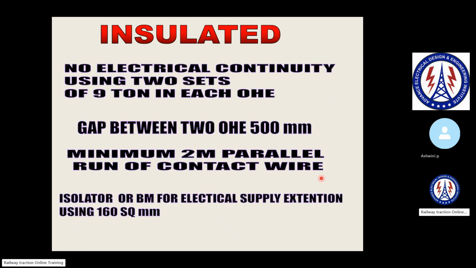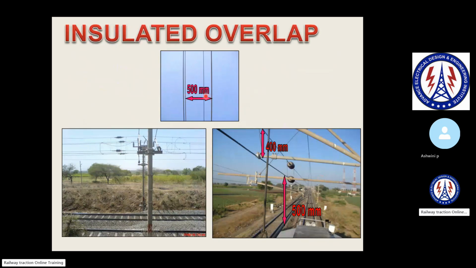But for the insulated overlap, how is it? It's a 500 difference. Why is it a 500 difference? There is a reason behind it. Why are we not keeping it a 200 difference over here also? Why is it more? Because one line is live, one line is dead.